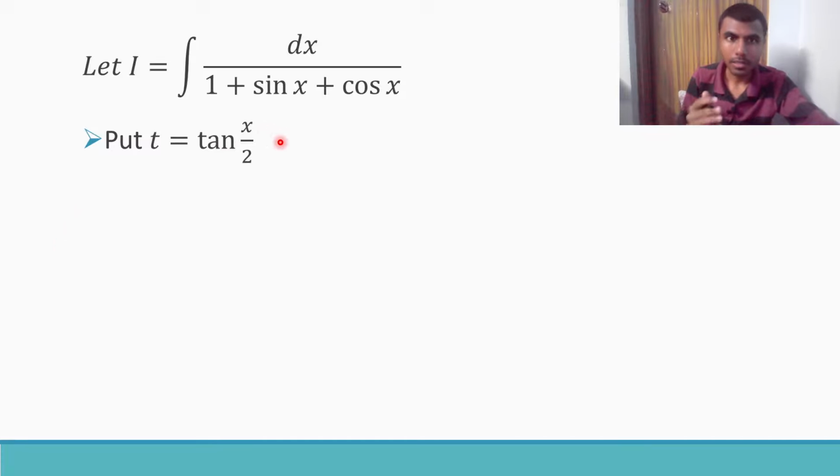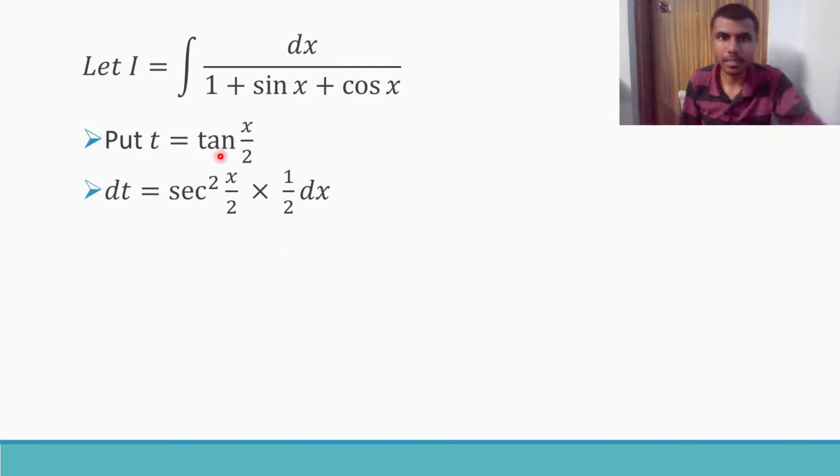You'll see. Now just differentiate both sides here. So I'd get dt is nothing but secant square x by 2 into half dx. Now how did I get this? Listen carefully. The derivative of tan x is secant square x. So the derivative of tan x by 2 is secant square x by 2. But it doesn't stop there. In place of x there is x by 2, so I'll get into the derivative of x by 2, which is nothing but half dx. Since I'm just differentiating, I'll get half dx here.